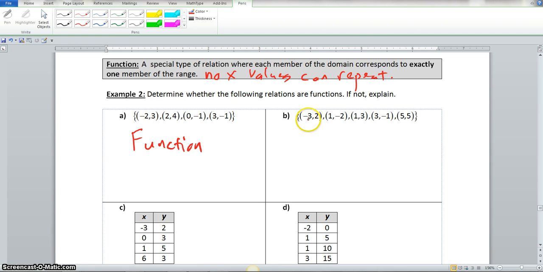We look over here. We look at these x values. We have -3, 1, 1. Okay, we got a repeater with 1 and 1. So it's not a function, based upon this definition up here, no x values can repeat.